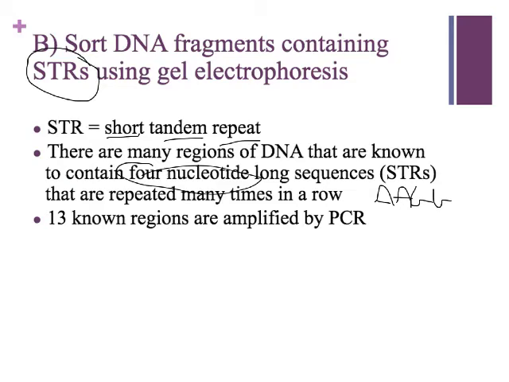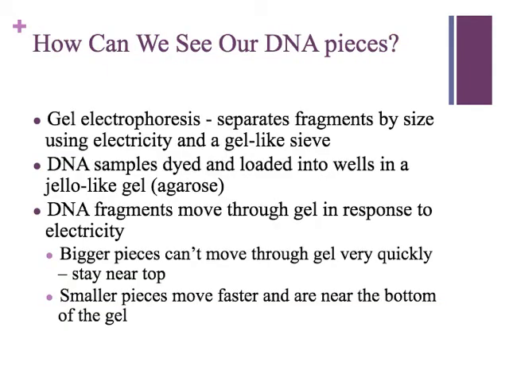Okay? So the idea is we take 13 of these STRs, so 13 different repeated sections, and we use PCR to amplify all of them. Okay? And my 13 sections are all going to be different lengths than your 13 sections. And then what we do is we use this technique called gel electrophoresis to separate these PCR'd STR fragments by size.